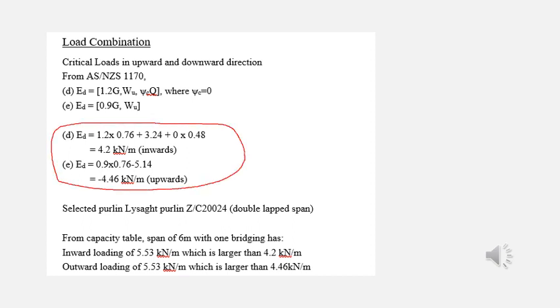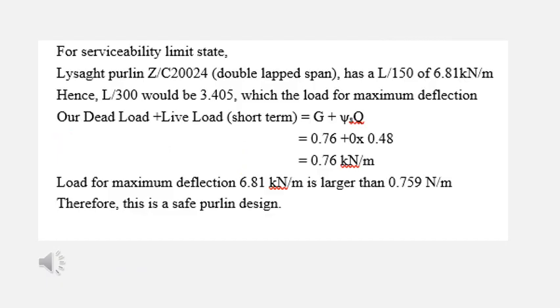Then on the capacity table for that purlin design, which is purlin Z/C 20024 double lap span, we have to compare the inward loading and the outward loading to see whether it can sustain the load. In this case, it is safe. There is another step to make sure that the purlin is safe. We have to check the deflection is okay.